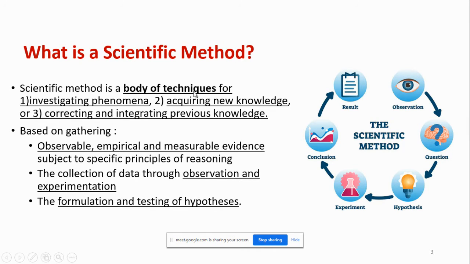So basically, a scientific method is a technique that helps us to investigate a problem, in our case, to study a research problem, and acquire new knowledge, because by doing all of these processes, we can build up our knowledge and become more knowledgeable, because once we answer that question, we gain knowledge. Or correcting or integrating previous knowledge. This research method can also help us to correct a thought that we have, or to correct, for example, a study or previously published data, and check whether it is correct or not.